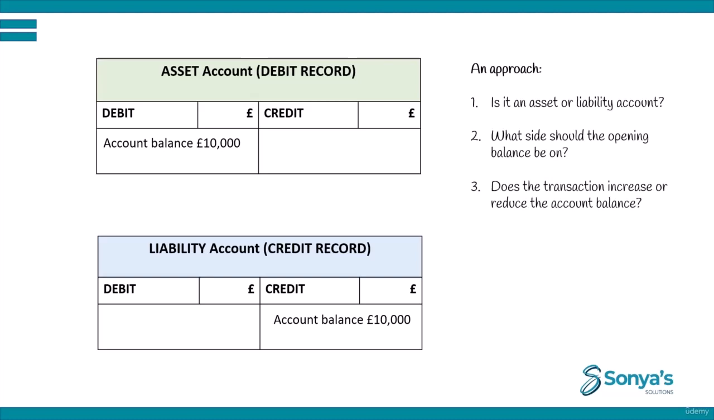Then establish whether you need to increase or reduce the account balance. In an asset account, debits will increase the account balance, the value of that asset. A credit entry has the opposite effect and reduces it. In a liability account, further credit entries will increase the account balance, the liability, and debit entries will reduce it. And the final step is to identify the dual aspect.